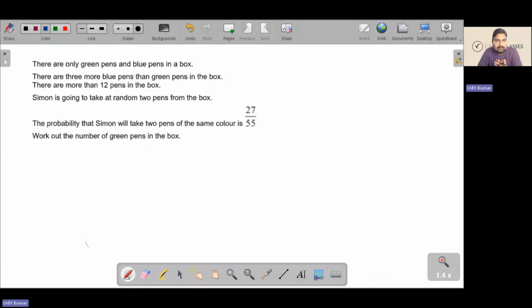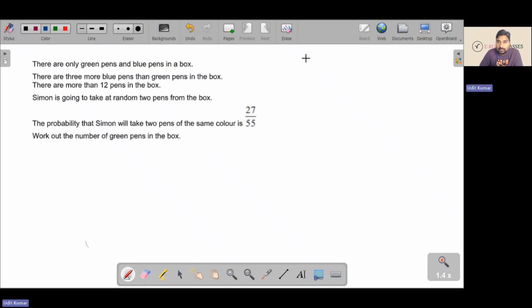Okay, so we have this question from algebraic probability trees, and it's a very good question. There are only green pens and blue pens in a box. There are 3 more blue pens than green pens in the box. There are more than 12 pens in the box. Simon is going to take at random 2 pens from the box. The probability that Simon will take 2 pens of same color is 27 by 55. And you have to work out the number of green pens in the box, right? So it's a very interesting question.